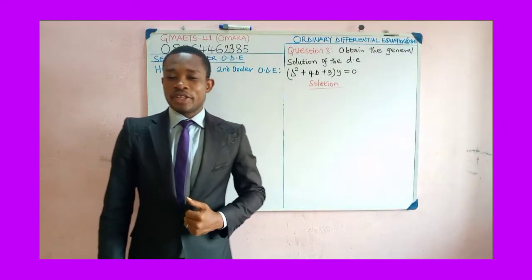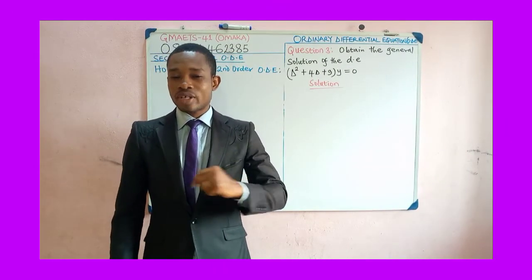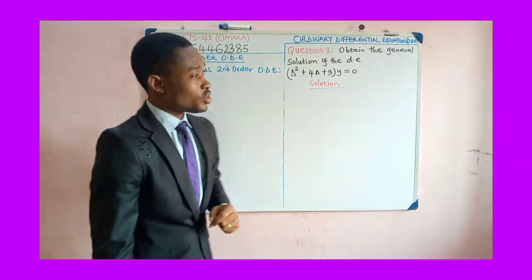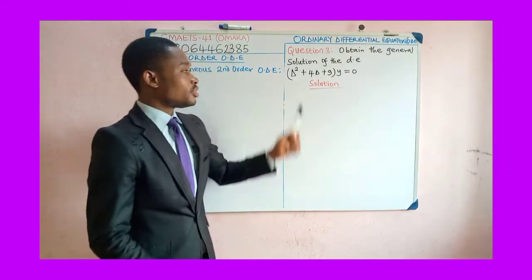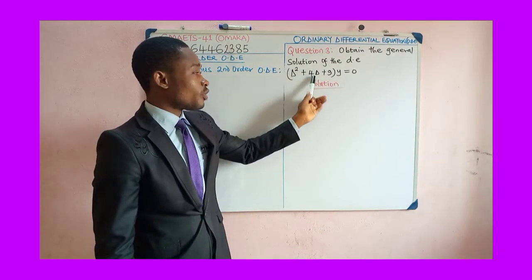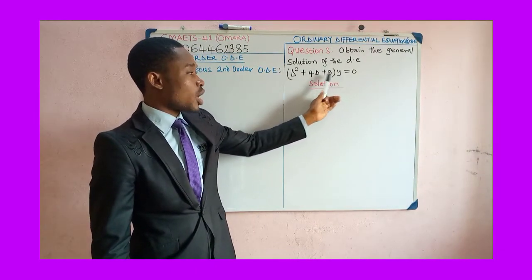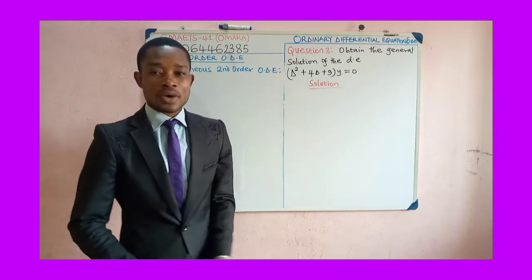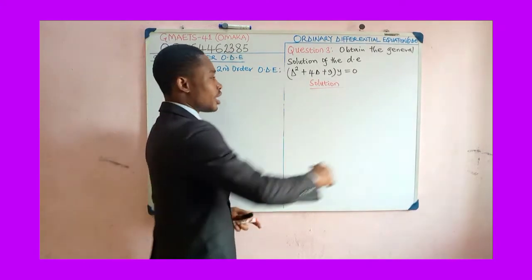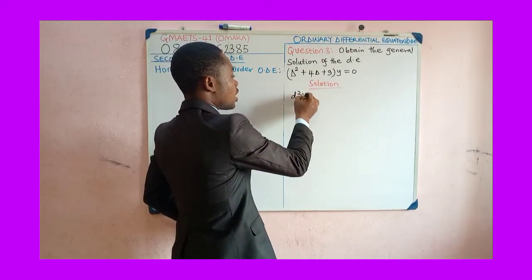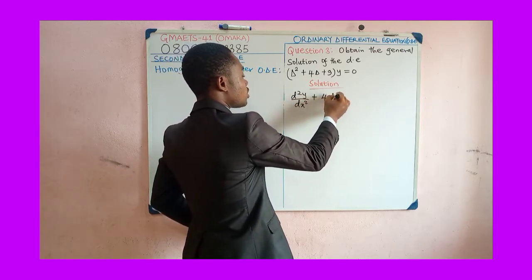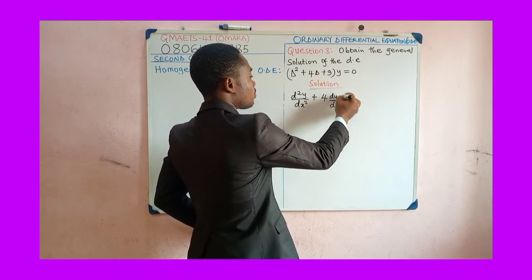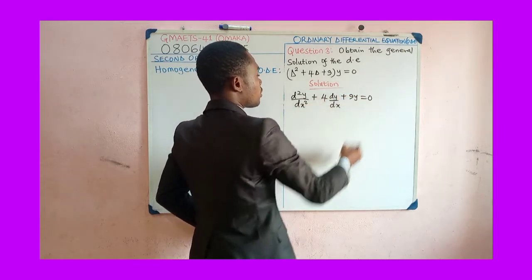In this video, we have a question to look at. Here we are to obtain the general solution of the DE, second derivative of y plus 4 times first derivative of y plus 9y equal to 0. Now to solve this, let me rewrite it as d²y/dx² plus 4 times dy/dx plus 9y equal to 0.